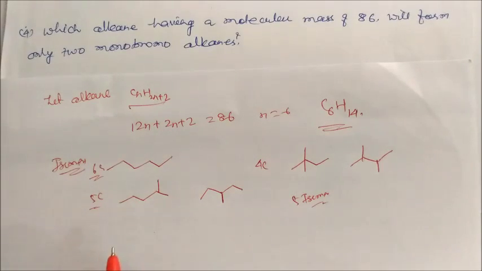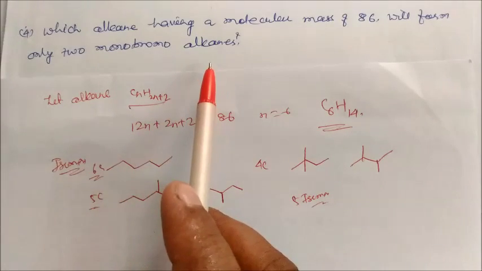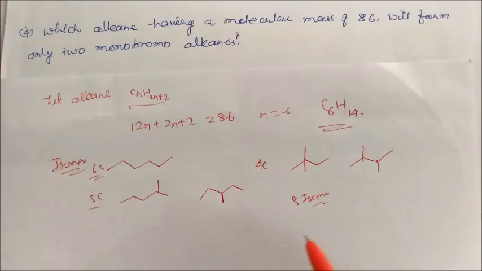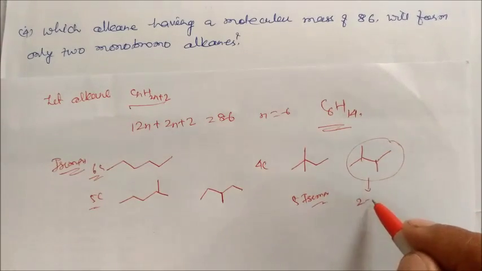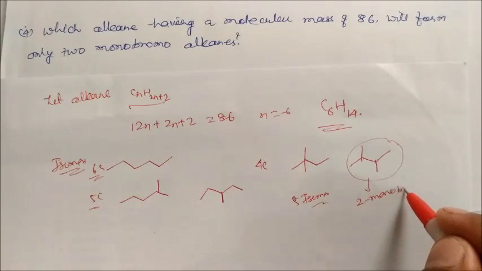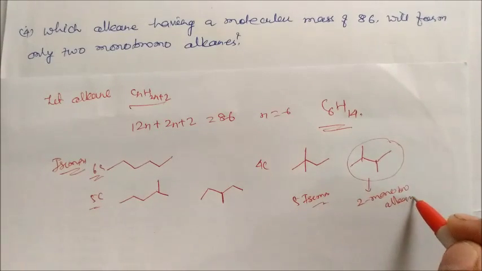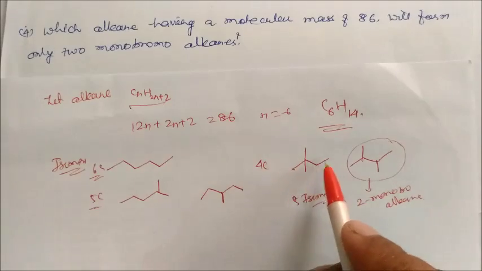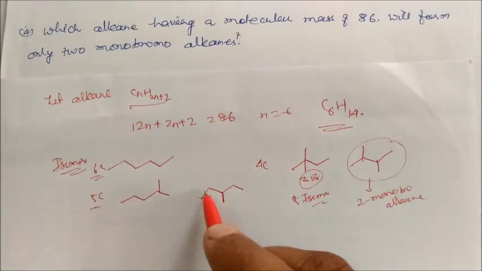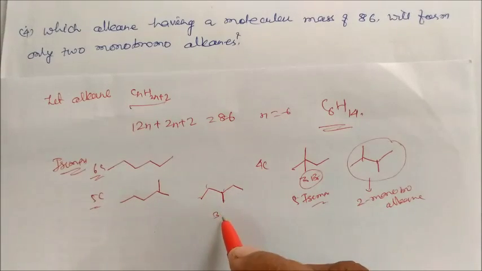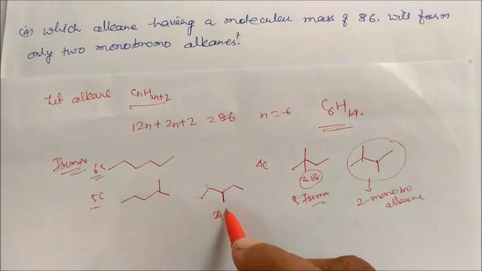So who can give the two different monobromo alkanes? If you can see, this one is the answer. This can give only two monobromo alkanes, because in this case, 1, 2, 3, so the bromine will be on 3. In this case, 1, 2, 3, so there will be 3 and 4. So there will be your 4 Br.